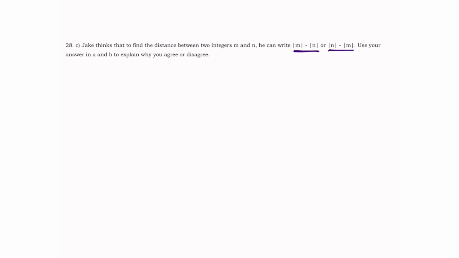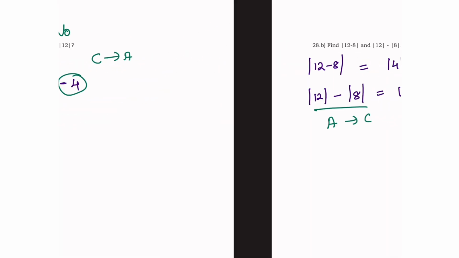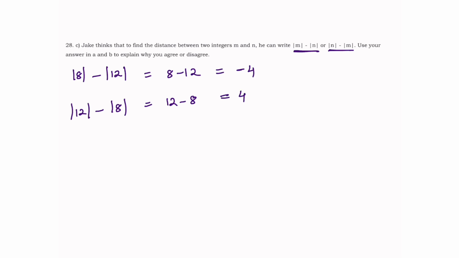Okay, so if we take the same numbers as we had, 8 and 12, so 8 minus 12, let's say this is 8 and this is 12. And if we reverse it, this is going to be 12 and this is going to be 8, right? So what happens here? This is 8 minus 12 and this is 12 minus 8. So what's the answer here? It's minus 4 and the answer here is 4.